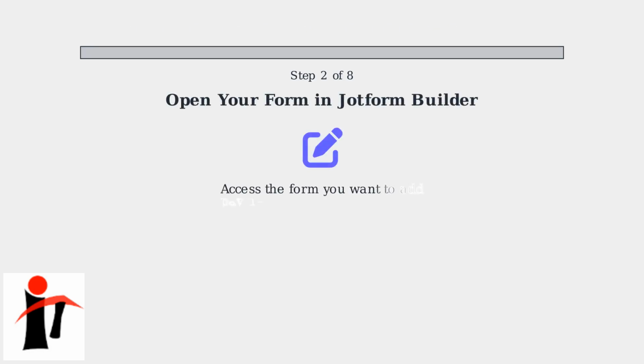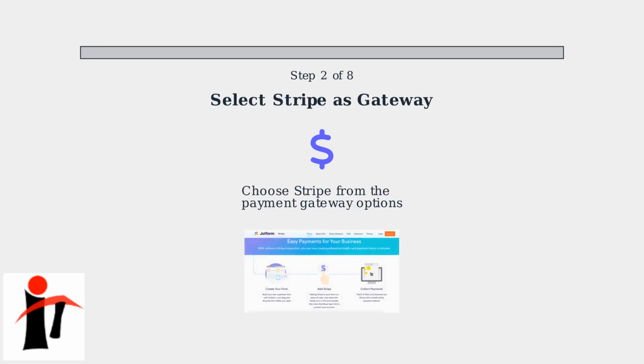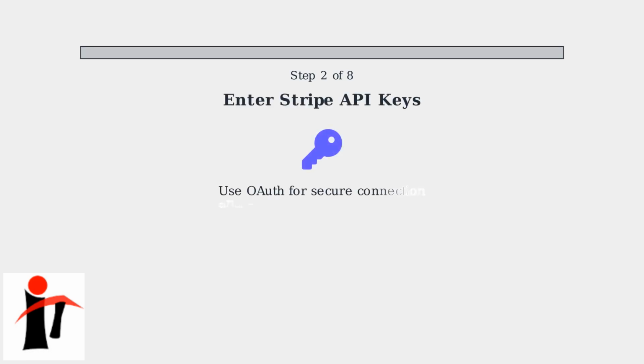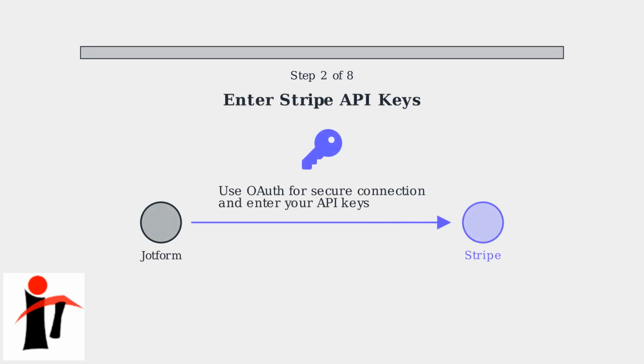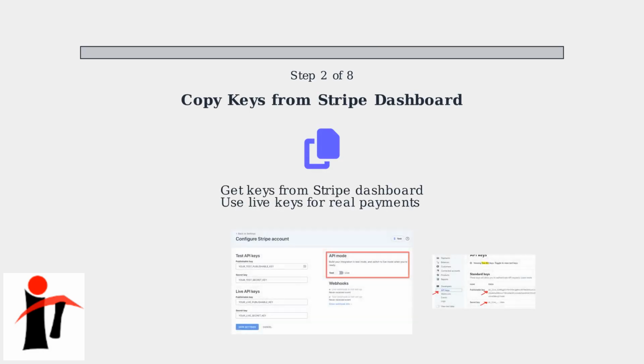Begin by opening your form in the Jotform form builder. This is where you'll add the payment processing capabilities. Once your form is open, navigate to the Payments tab in the Form Builder menu. In the Payments section, select Stripe as your payment gateway from the available options. You'll be prompted to enter your Stripe API keys. For security, use the OAuth option to establish a secure connection. Copy your API keys from the Stripe dashboard. For real payments, make sure to use the live API keys, not the test keys.